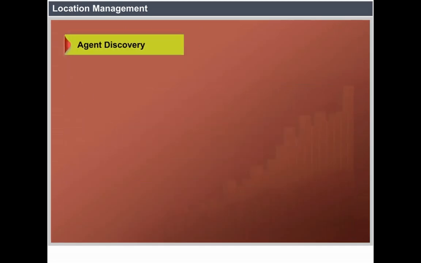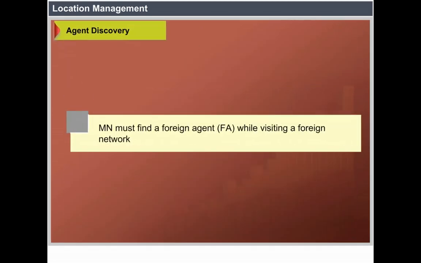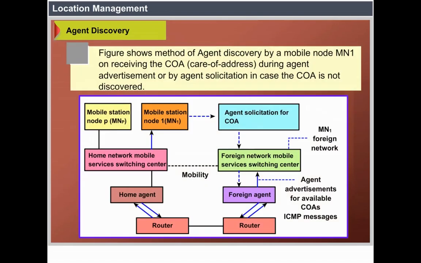Agent discovery. MN must find a foreign agent FA when visiting a foreign network. Figure shows method of agent discovery by a mobile node MNI on receiving the COA, care of address, during agent advertisement or by agent solicitation in case the COA is not discovered.